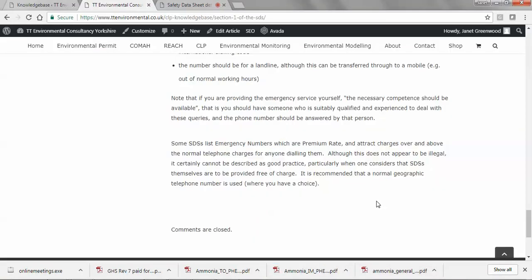In the same way that a safety data sheet should be supplied free of charge, emergency phone number information should be supplied free of charge or only at a normal charge out rate. You should not be penalised for accessing information that by definition is to do with being in an emergency.